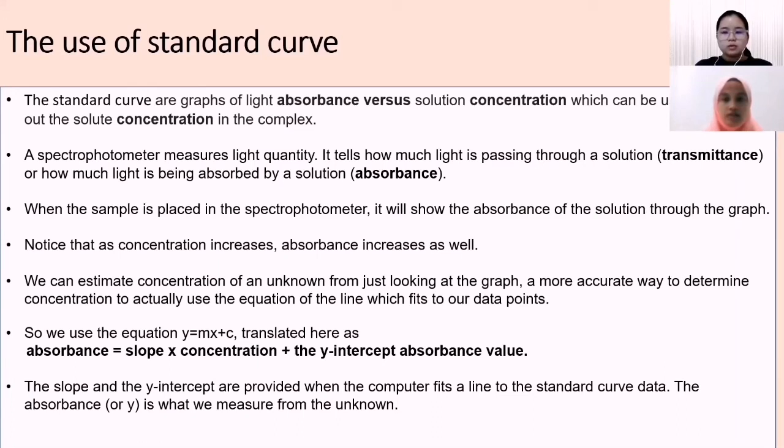A more accurate way to determine concentration is to use the equation of the line which fits our data points. We can use the equation y equals mx plus c, where y is the absorbance, m is the slope, x is the concentration, and c, the y-intercept, is the absorbance value. The slope and the y-intercept are provided when the computer fits a line to the standard curve data. The absorbance, or y, is what we measure from the unknown.